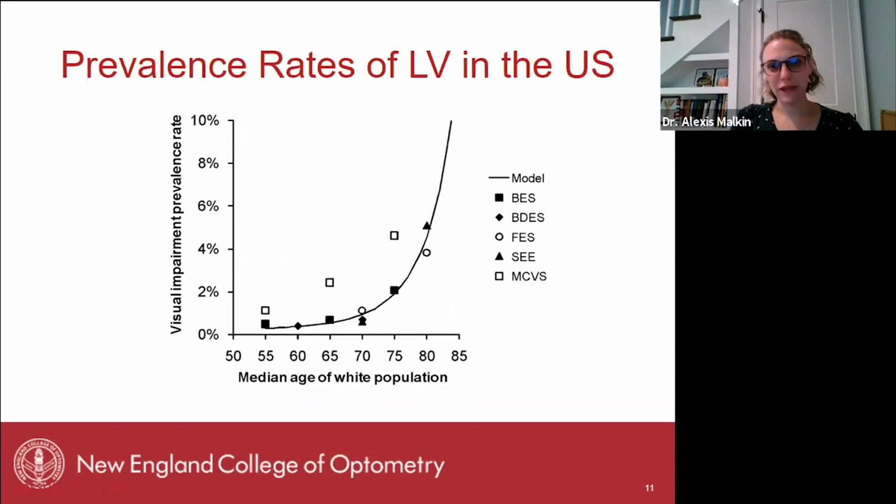We also know in the US as well as across the world that the incidence and prevalence of low vision increases significantly as people get older. This is from a variety of large epidemiological studies that were conducted in the US. And you can see that big uptick past age 80 to where it's almost 10% of the population has some degree of visual impairment.